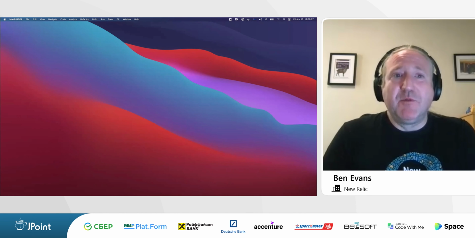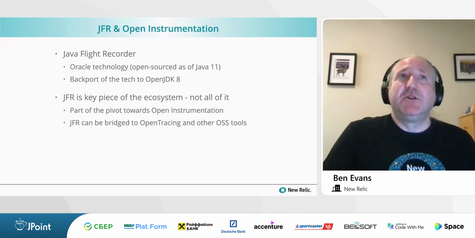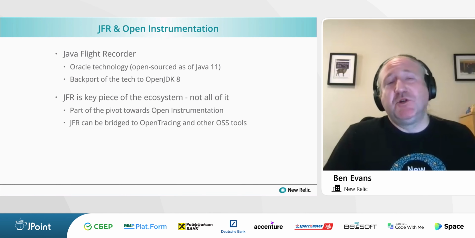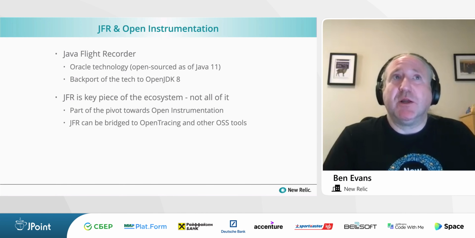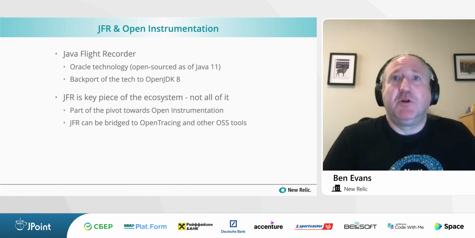Okay, I know that we're about out of time, and I'm sure people have questions. So let me just skip through the last slides. There's a huge pivot coming towards open instrumentation. We want to make sure that JFR can be bridged to open tools and other open source tools, such as OpenTelemetry. But it is a major advantage of moving to Java 11. And we feel like running in a container, you really need to have proper observability and proper monitoring. And JFR should be a big part of that story for all Java developers.